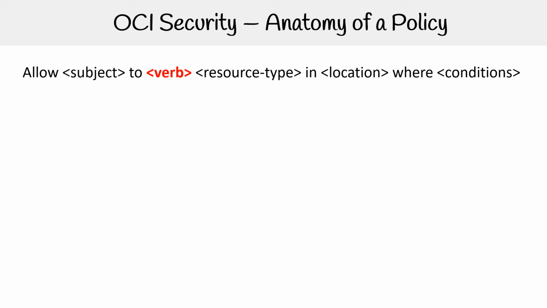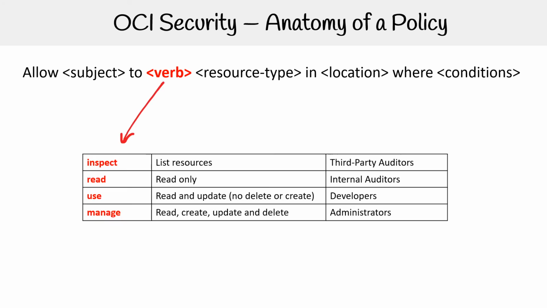Next, we have verbs. A verb could be either inspect, read, use, or manage. If you want to only allow someone to list resources, we would use inspect, and OCI recommends this is only for third-party auditors. If you only want to give people read access, you do read, and that would be generally for internal auditors. If you wanted to give someone the ability to read and update but not delete or create resources, you would use use, and that would be great for junior developers, but they just say developers. And if you want the ability to read, create, update, or delete, so basically be able to do anything, you would set it as manage, and that would be your administrators.